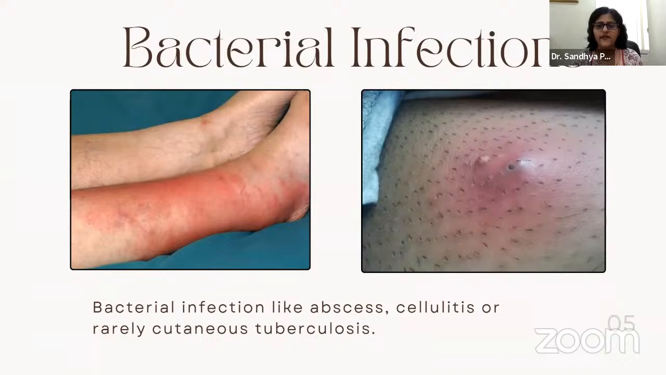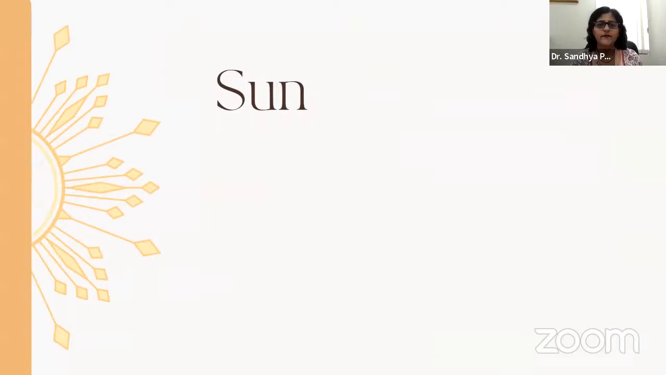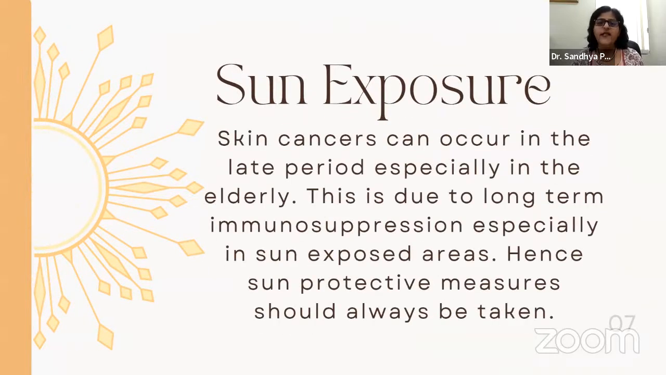Bacterial infections like abscess, cellulitis, or rarely cutaneous tuberculosis can occur. Scabies, a chronic rash associated with itching, is very rare but still has to be kept in mind. Sun exposure effects: skin cancers can occur in the late period, especially in the elderly. This is due to long-time immunosuppression, especially in sun-exposed areas. Hence, sun protective measures should always be taken.